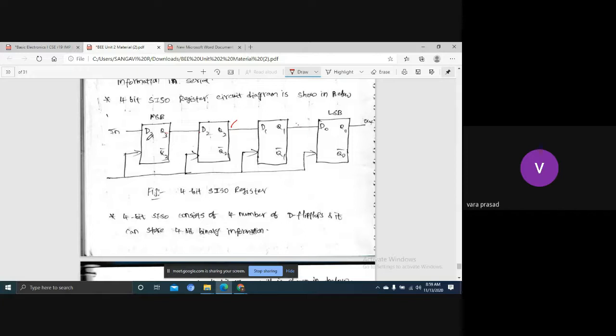Please keep in mind, I will repeat. The D3 input comes at the output Q3. The Q3 output is given as input to D2. Q3 will come directly at Q2, Q2 will come directly at Q1, and Q1 will come directly at Q0.